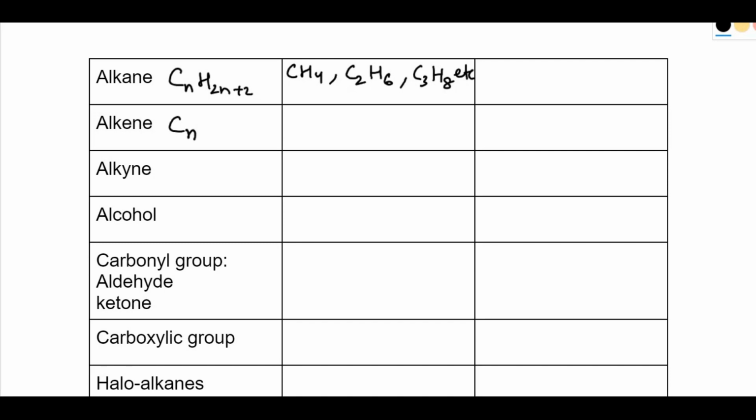Alkene has the general formula CnH2n, where n is a natural number. So what is the first one? You see, alkane has single bonds between carbon atoms.